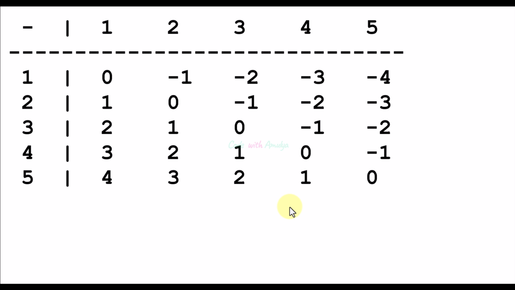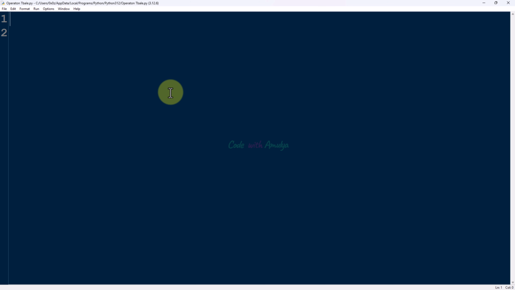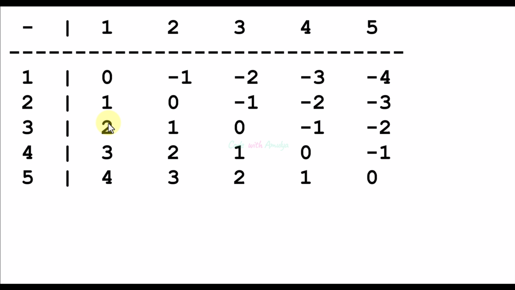Next, let's write the program. In the Python file, first we'll ask the user to enter the table size. Here we'll use the input function. And table size is an integer value, so we'll convert the input to integer using the int function, and we'll store the input in the size variable. Next, this is our output with table size 5.